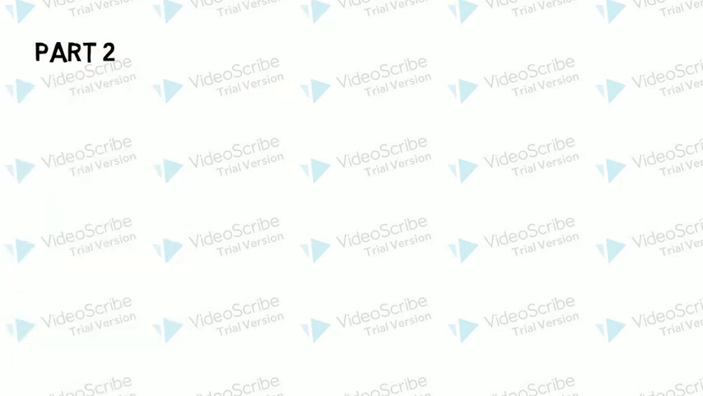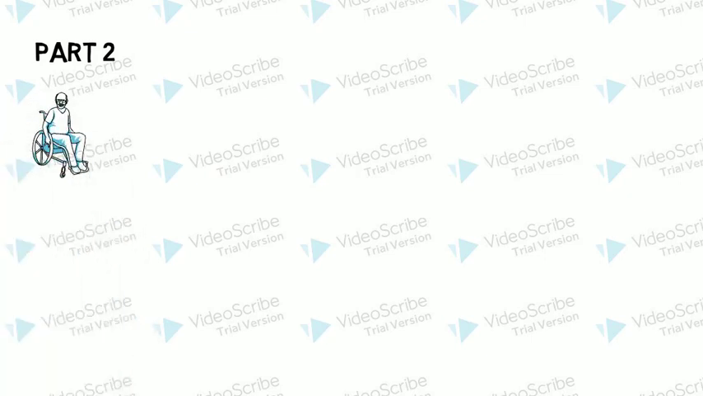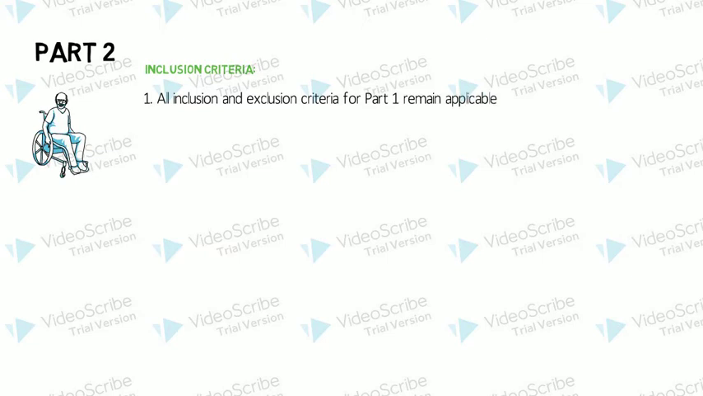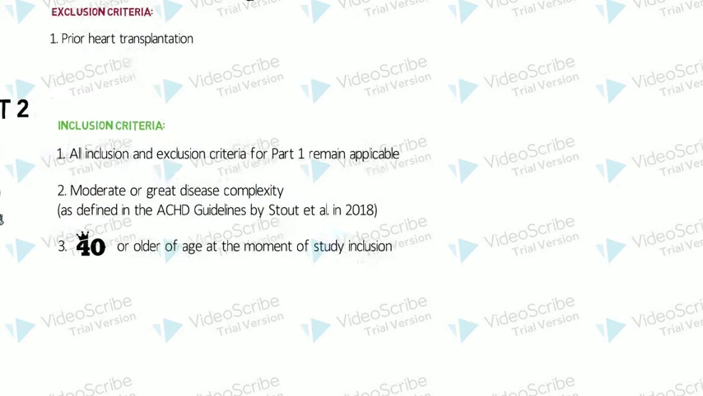For part 2 of the study, in which assessments on frailty are performed, we handle the same inclusion criteria as we had for part 1. However, this is a selected group of patients, and we have 2 other inclusion criteria here. The patient should have a moderate or great disease complexity, as defined by the 2018 ACHD guideline. The link to this document can be found in the paper SOP. The patient should be aged 40 years or older at the moment of study inclusion.